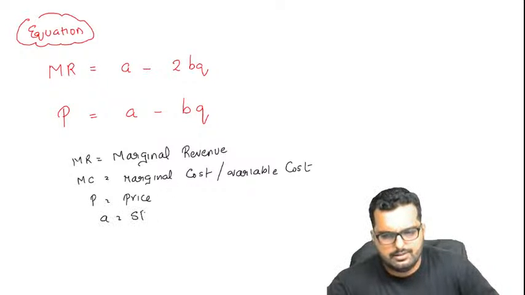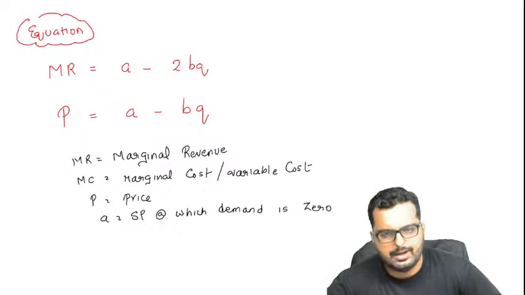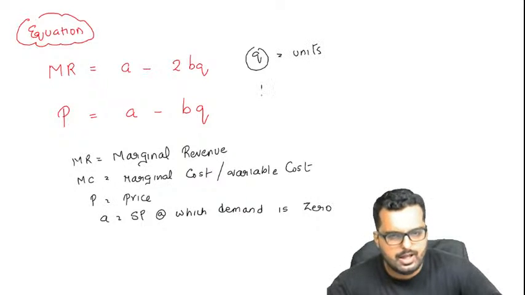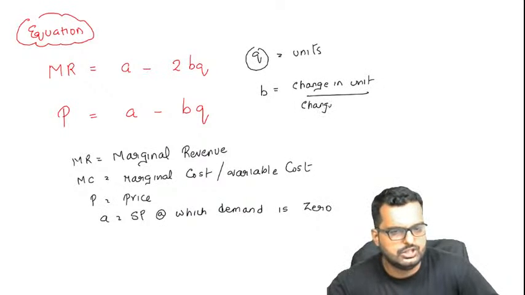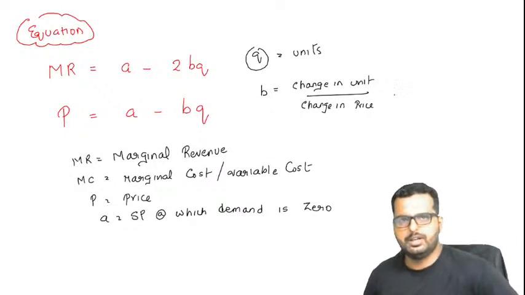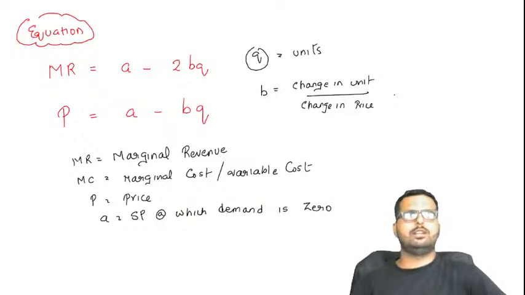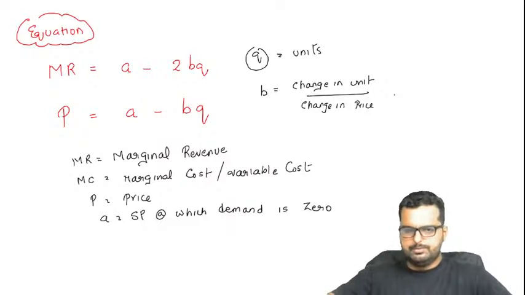A means the selling price at which my demand is 0. That is the logic of the word A. And Q means units. B is basically change in units divided by change in price. So for every 1 rupee change in the price, what is the change happening in the units? That is what we also call price elasticity. Can you write this down in your books now, friends?